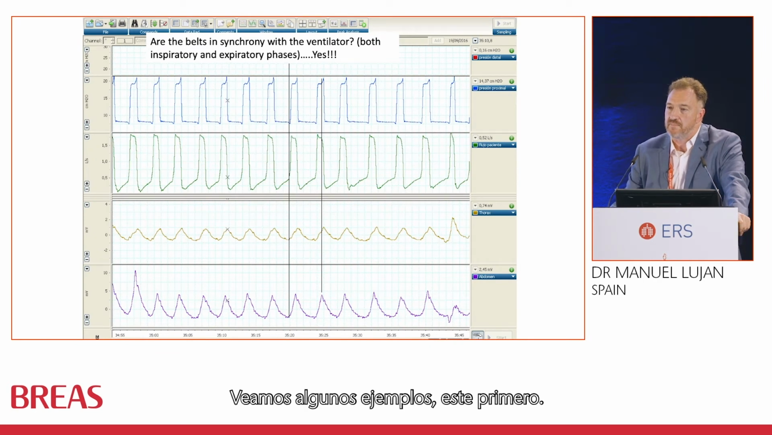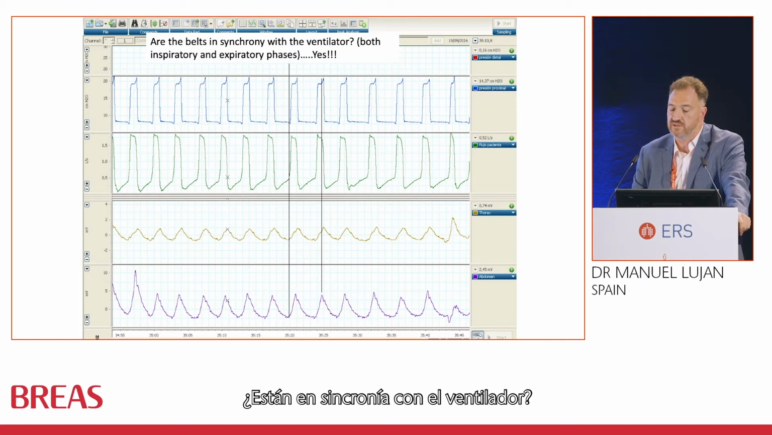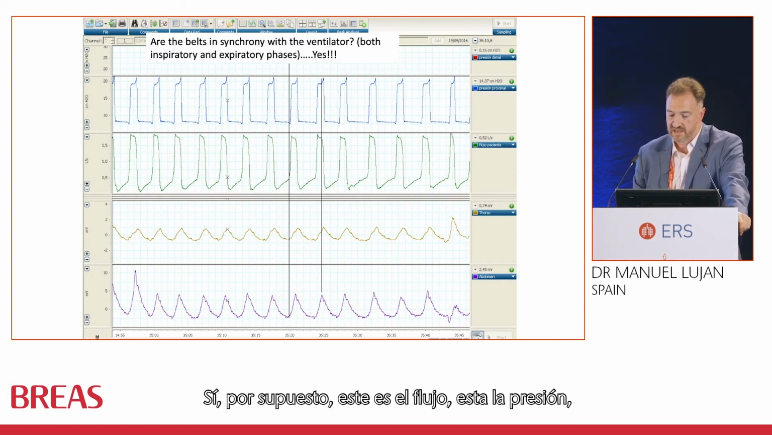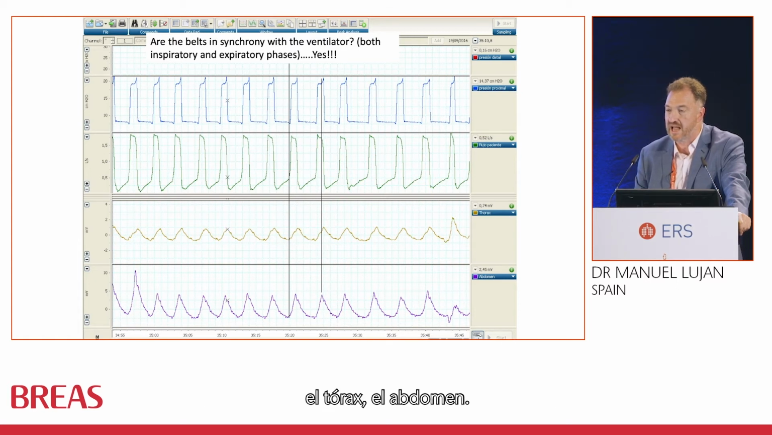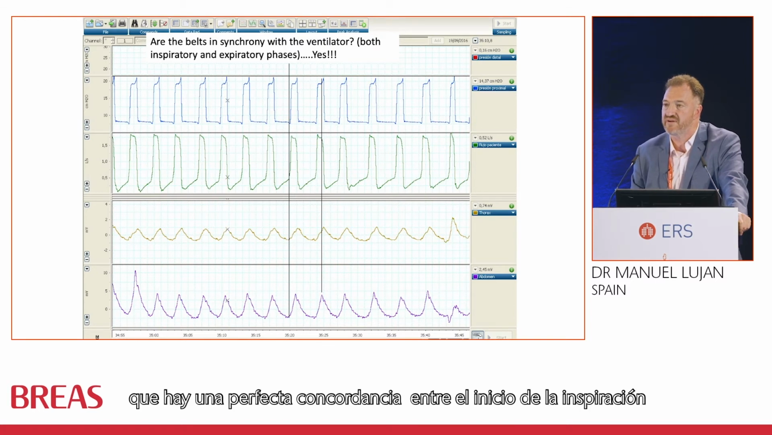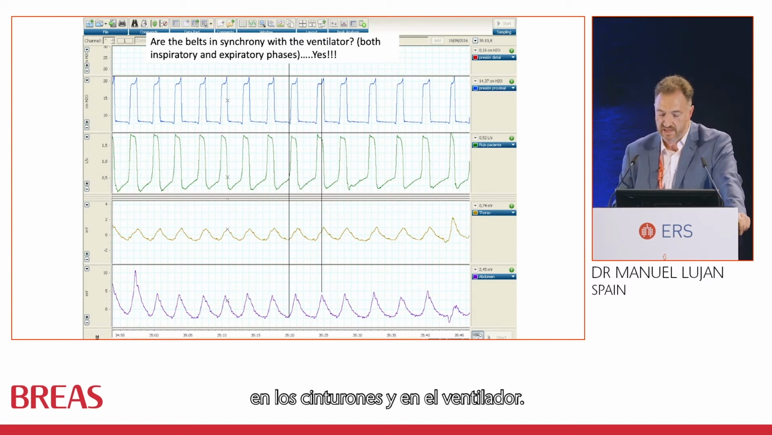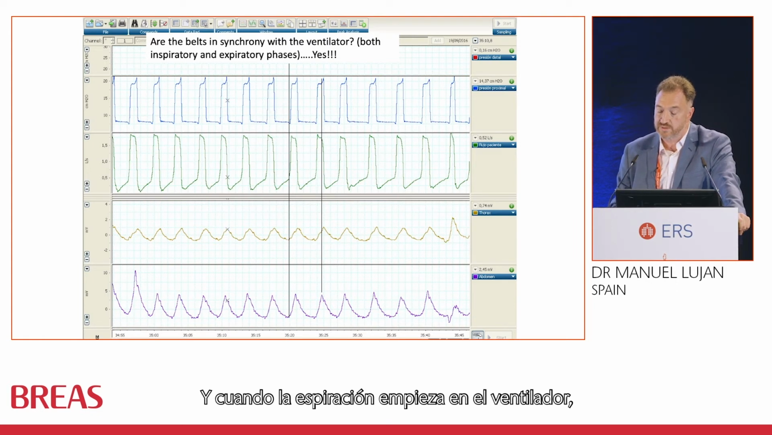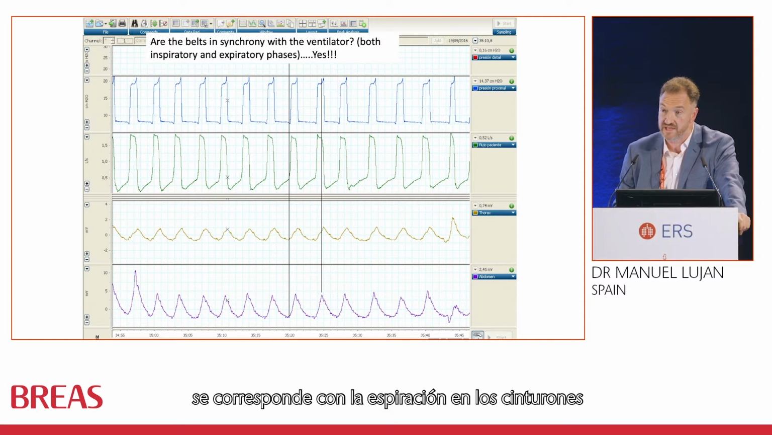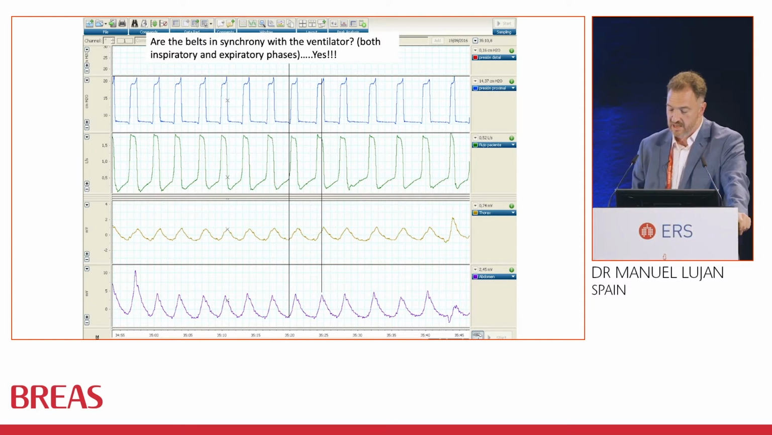Let's review some examples. This first example: are the belts in synchrony with the ventilator? Of course, yes. This is flow, this is pressure, this is thorax, and this is abdomen. And you can see in the vertical lines that there is a perfect agreement between the inspiratory onset in the belts and in the ventilator. And when the expiration starts in the ventilator, it corresponds to the expiration in the belts.